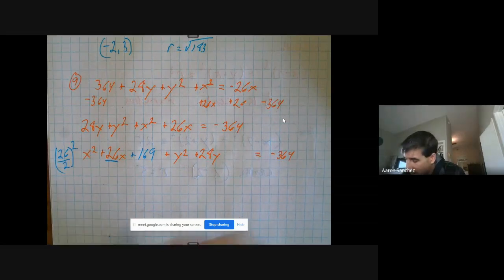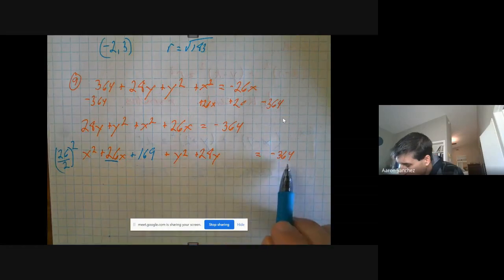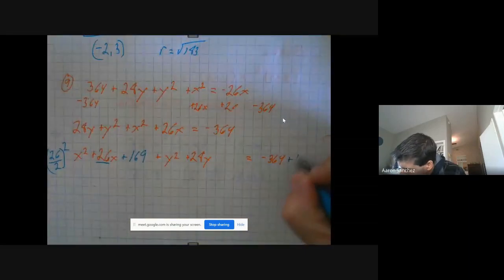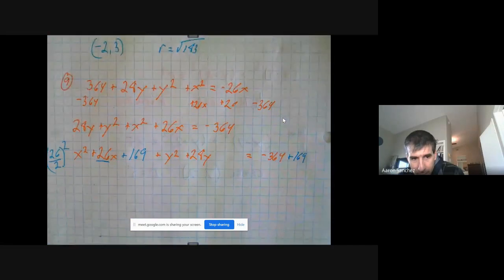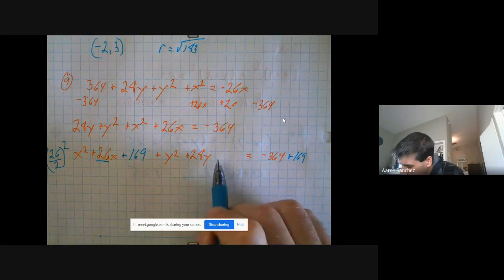Now, I just added 169 to this, so it's unbalanced now. This is 169 more, but I have a number over here. Let's keep it balanced. So if I add 169 on the left to keep it balanced, I've got to add 169 to the right. Okay, you guys tell me what number to add here. Do the 28, divide by 2 and square. What do I add there?